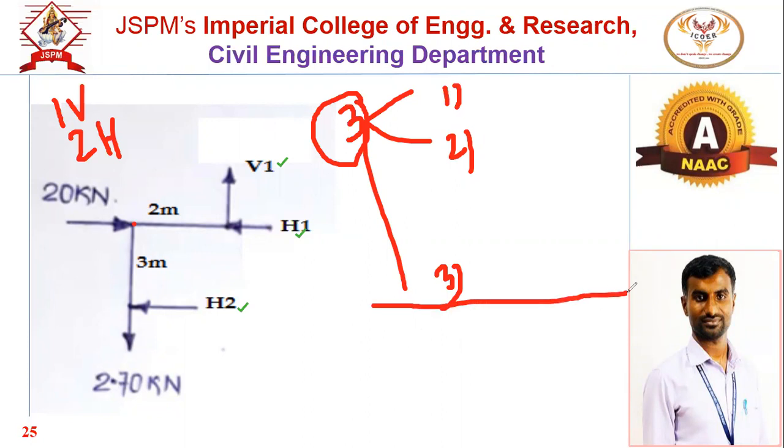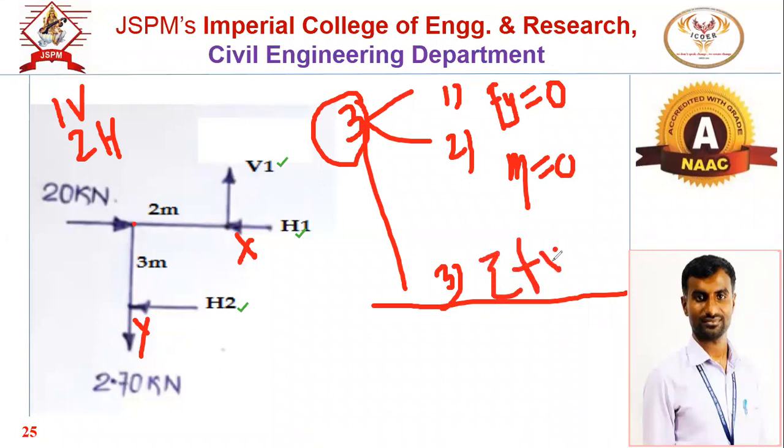First condition, what will it be, see. Summation of Fy. Very good, summation of fy, because here only one vertical force is unknown, so initially go with summation of vertical forces equal to 0. Very good. Second condition. Moment. Correct. Good. Second will be moment, either at x point or at y point, and last will be summation fx equal to 0. Good.